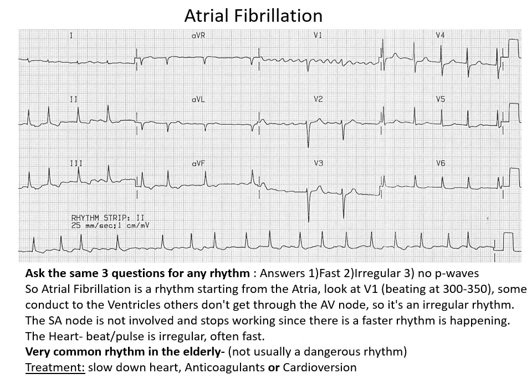So is it fast or slow? So the answer to this one will be that it's fast. If you were given a 6-second rhythm strip, this would calculate to be over 100 beats per minute, which would be a tachycardia. If it's less than 60 beats per minute, it's a bradycardia. Okay, so this is going to be a tachycardia of some kind.